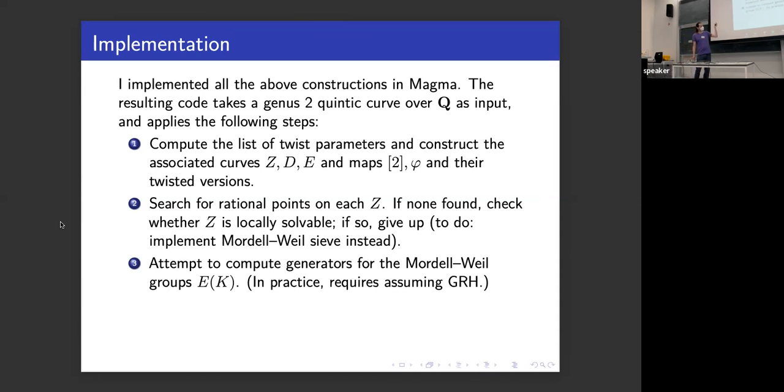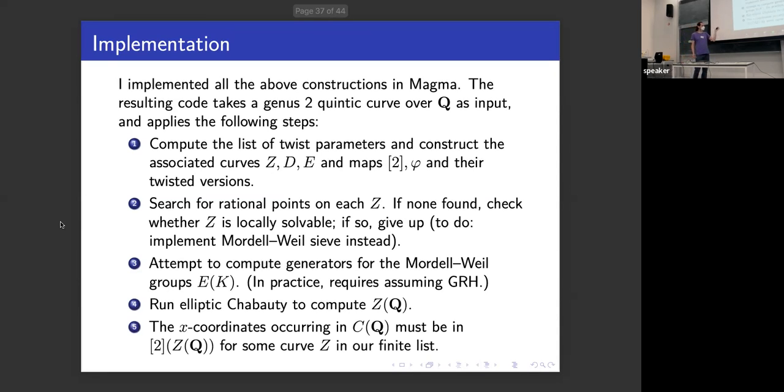And then if we can continue, we attempt to compute generators for the Mordell-Weil group of this elliptic curve, which in practice is the bottleneck and also requires assuming GRH to be feasible. And then we run elliptic Chabauty to compute the set of rational points and then pull everything back to get a complete list of X coordinates for rational points of the original curve.